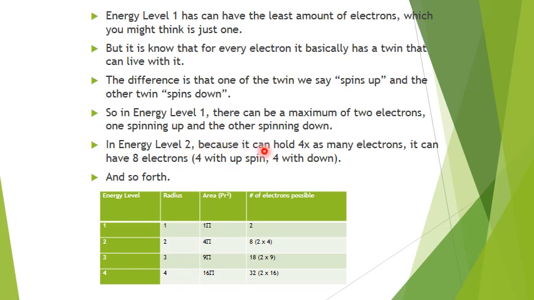In energy level 2, since it can hold 4 times as many electrons, it can hold 8 electrons, 4 with up spins and 4 with down. And so forth. So here's a little table showing that. Energy level 1 has an area of 1 pi, and it can hold 2 things. Energy level 2 is 4 times as big, so it can hold 2 times 4. Energy level 3 can hold 2, same as number 1, but 9 times as much. And energy level 4 can hold 2, the same amount as energy level 1, but 16 times as much, or 32 electrons.